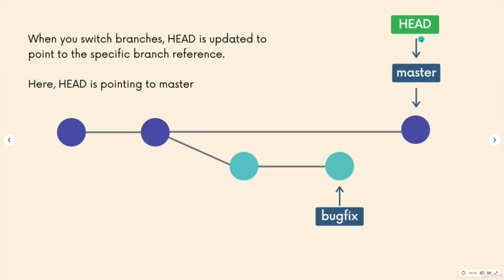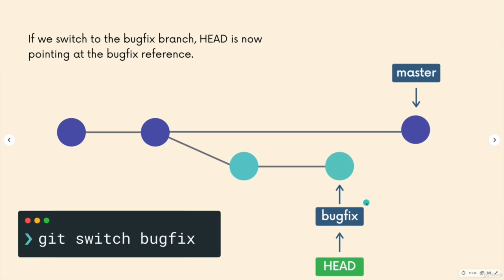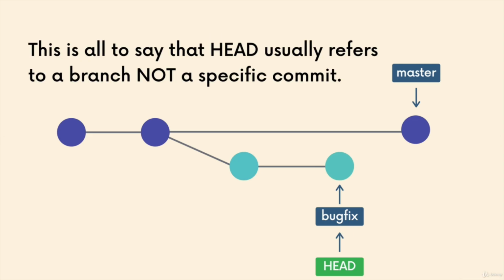If I switch branches, I go to bug fix, HEAD switches to bug fix, but HEAD is still pointing to a branch. And that's really the main takeaway so far. HEAD usually refers to a particular branch reference. It does not refer to a commit. HEAD is not pointing at this commit or that commit. HEAD is referring to the branch that we're on, and the branch reference points to a commit.